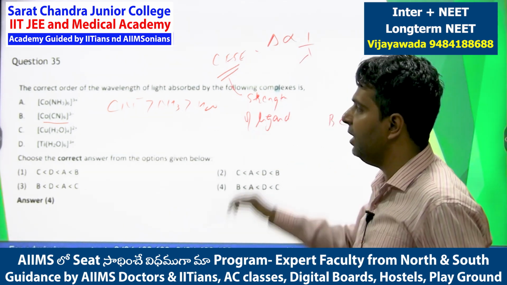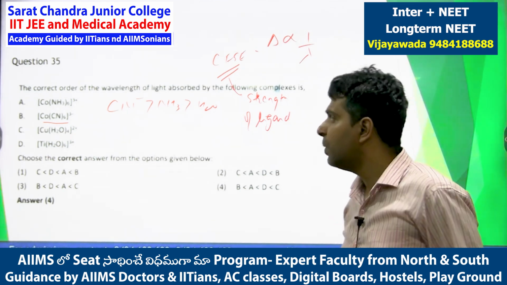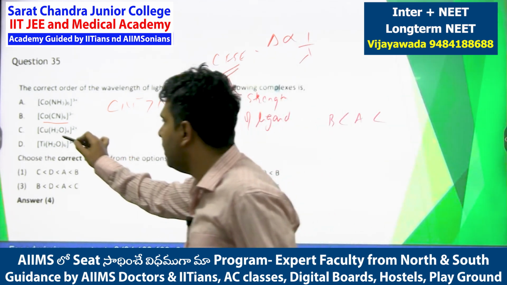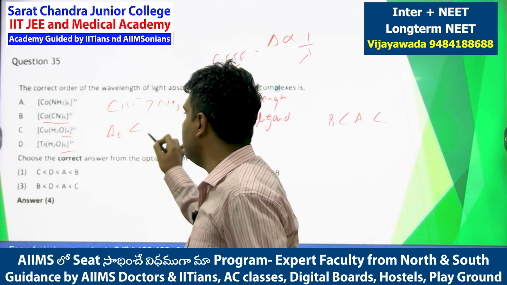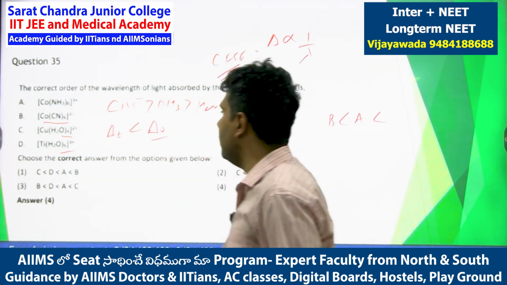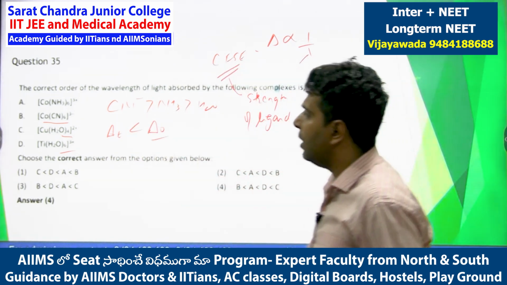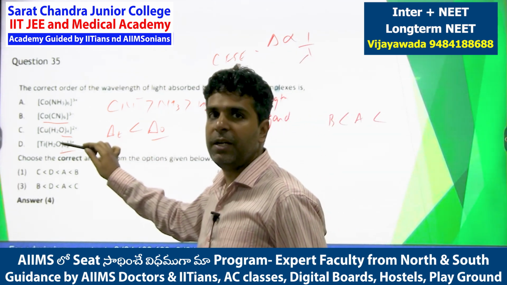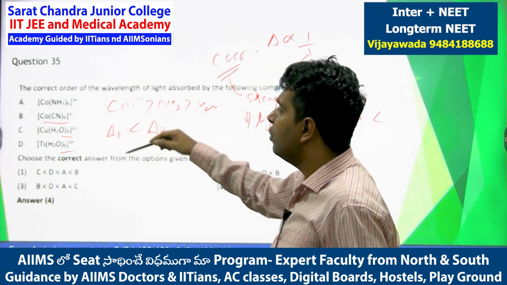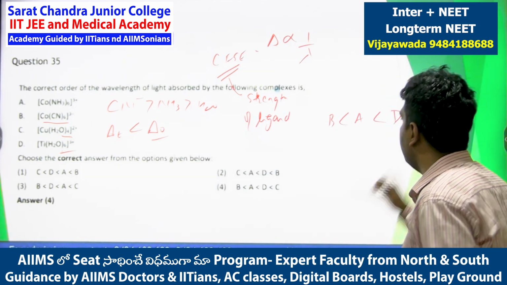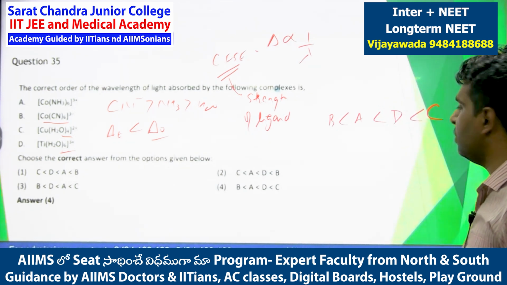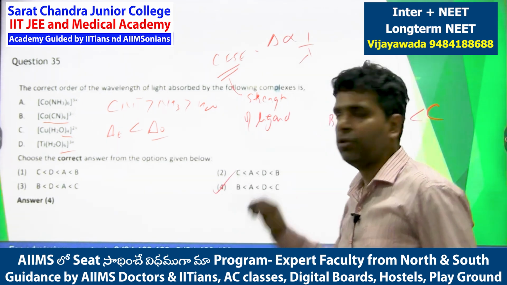Then you will take C and D. C and D both have H2O. Now over here, this is tetrahedral and this is octahedral. For tetrahedral, the crystal field splitting energy is less than that for octahedral. So octahedral will have more crystal field splitting energy, so the wavelength will be less. So the wavelength of octahedral will be less than the wavelength of tetrahedral. So this will be the correct order of wavelength, BADC. That is the fourth option.